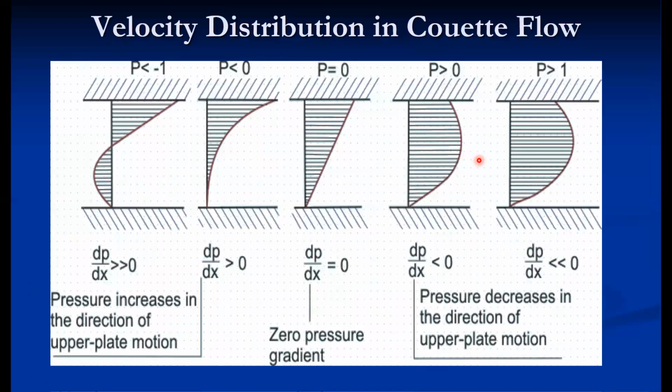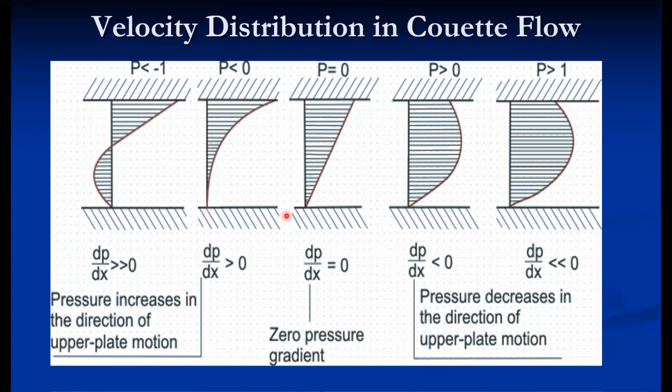Now the velocity distribution in Couette flow can be depicted with the help of this diagram. So this is an adverse pressure gradient. If ∂P/∂x is much greater than 0, then reversal flow is possible. Here ∂P/∂x is greater than 0, but still it is not called an adverse pressure gradient, which is on the boundary, because there is no possibility of reversal flow.